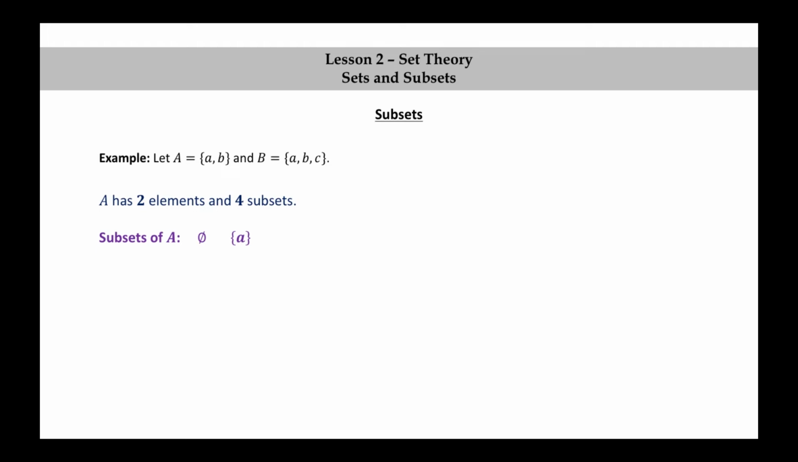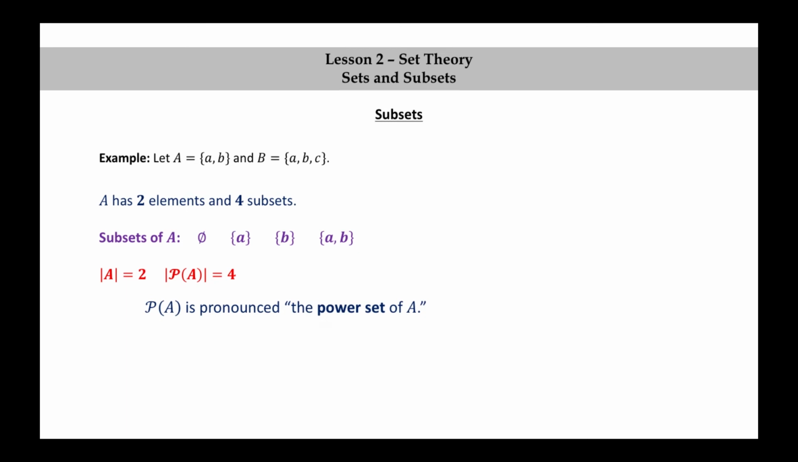And then we have the set consisting just of A. That's a subset of set capital A. And the set consisting just of B. And then remember that every set is a subset of itself. So the set {A, B} is also a subset of itself. Notice that the size, or the cardinality, of the set A is 2, and the cardinality of the collection of subsets of A is 4.